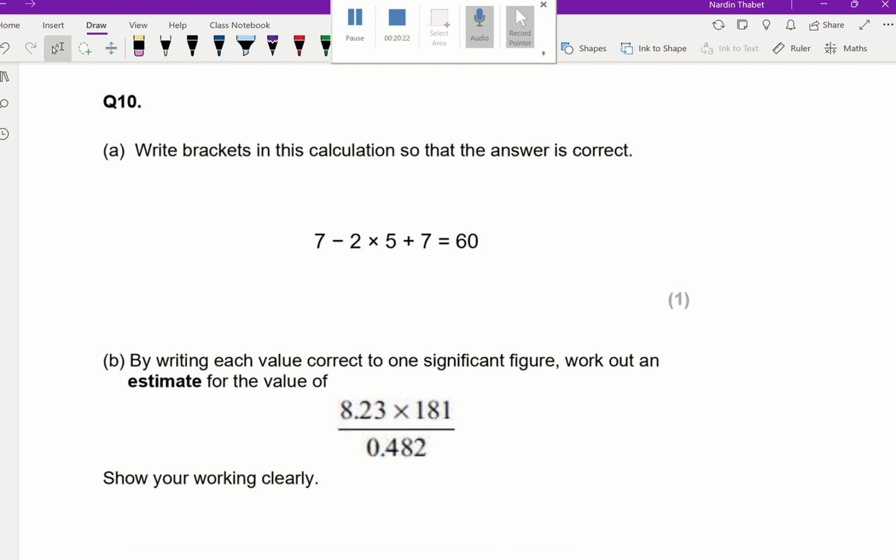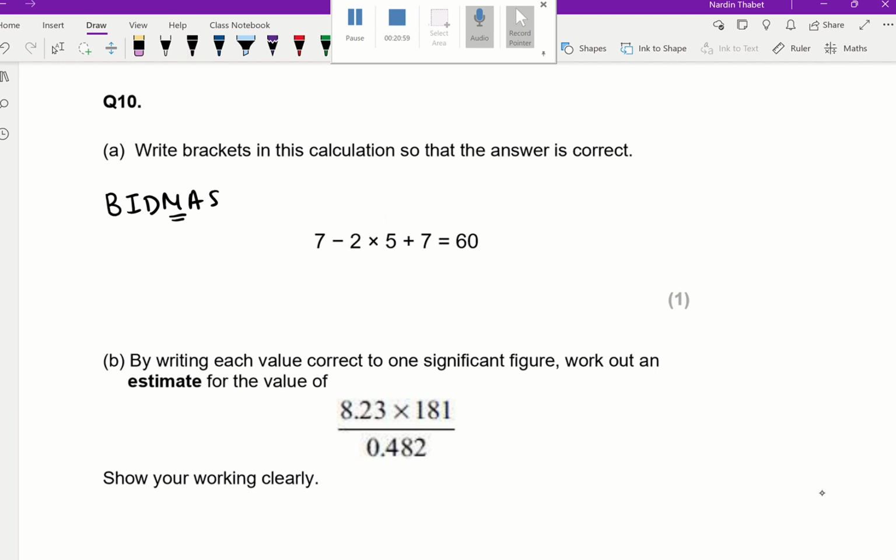And question 10 says, write brackets in this calculation so that the answer is correct to 60. So usually with BIDMAS, this is a BIDMAS question, the multiplication comes before addition. So usually you would just do that first. But let's check. If I do that first, that gives me a 10. So I've got 7 minus 10 plus 7, and that's definitely not 60.